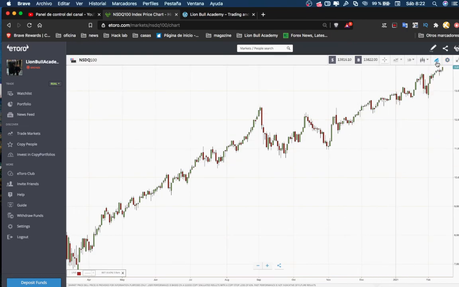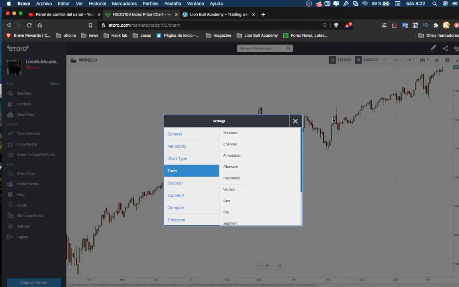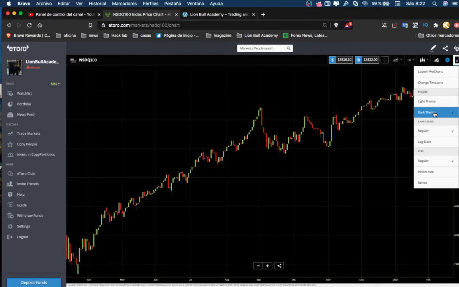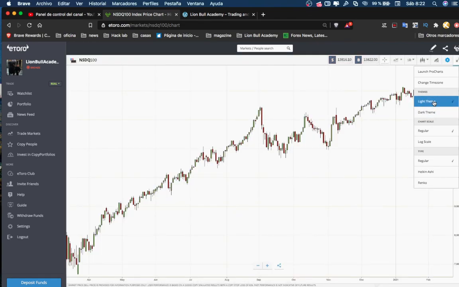You can change colors also here. For example, what is here in the configuration? You can go to dark theme, so you can see it in dark or light. You can really make your graphicator comfortable for you.